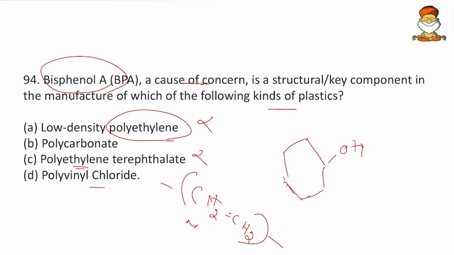So we strike this out, and polyvinyl chloride. So what is a vinyl chloride? It is nothing but CH2 and CHCl n times. So again, it is a chain and it is not a ring. So most probably the polycarbonate can have a ring and these three cannot have a ring at all. So in that perspective, we will get B as the formidable option.